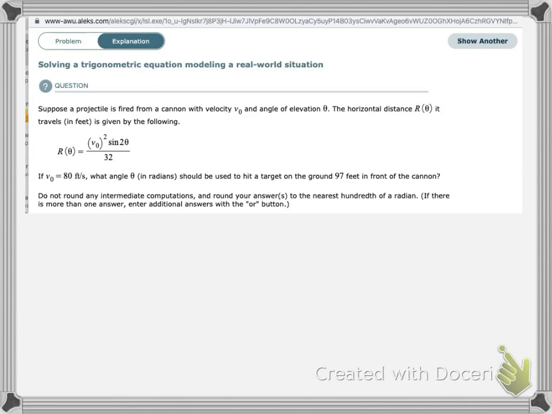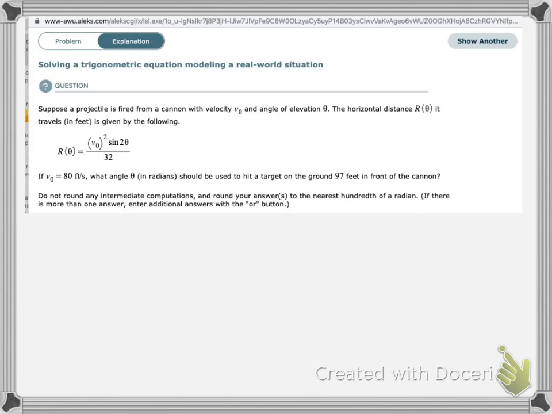So here is a particular problem that we have. Suppose a projectile is fired from a cannon with the velocity v sub 0 and angle of elevation of theta. The horizontal distance R of theta it travels is given by the following formula. So we have this formula. It's given to us and will always be given to you. R of theta equals v sub 0, or our initial velocity, squared, times sine of 2 theta divided by 32.